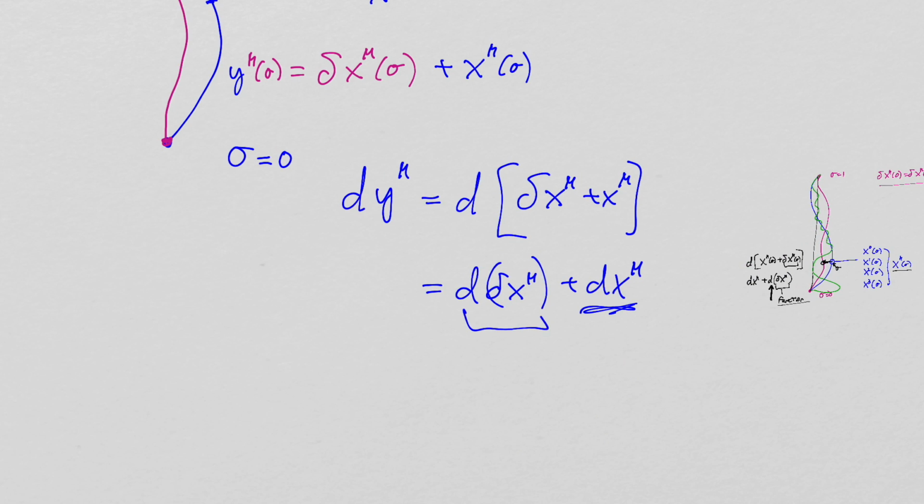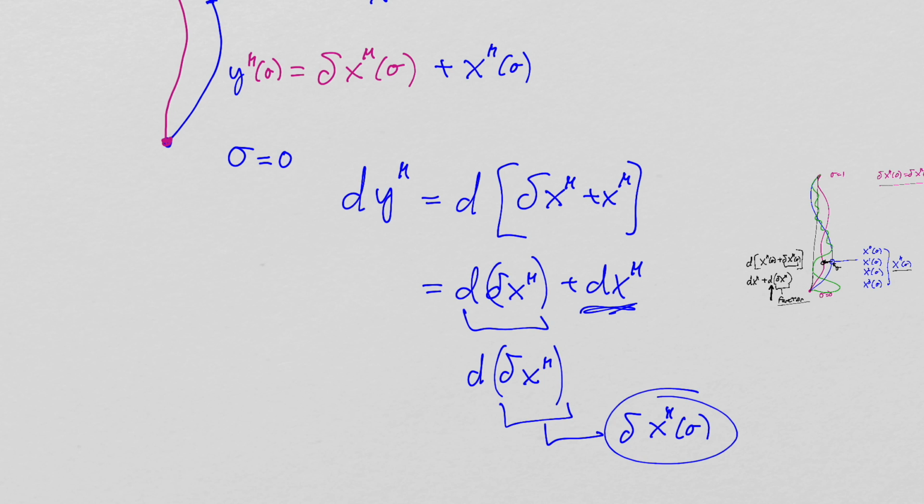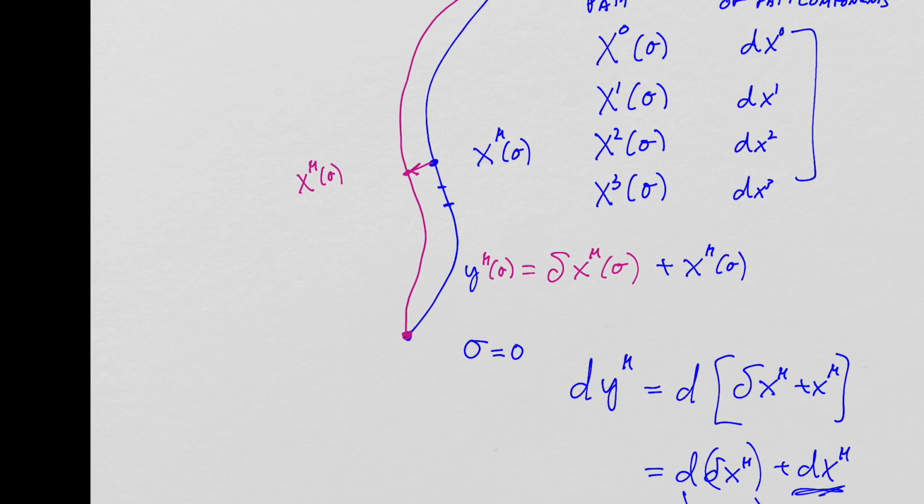This part looks really weird. This is the differential of a variation of the path. But remember, the variation of a path is just a small number that is a function. It is the variation of x as a function of this parameter sigma. So this is just a function, and you can take the differential of a function. Landau and Lifshitz uses this symbol here, and it's kind of confusing, but that's what it means.